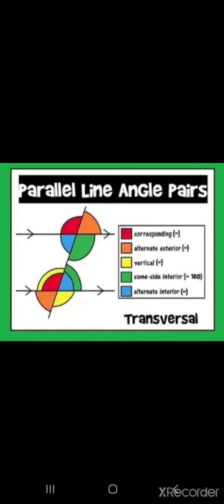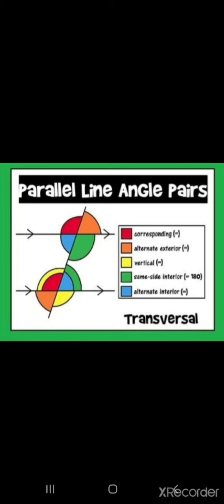Good morning, students. Let us continue the chapter Lines and Angles in the second session. The second section is about parallel lines and a transversal. A transversal is a line which intersects two or more lines at distinct points.